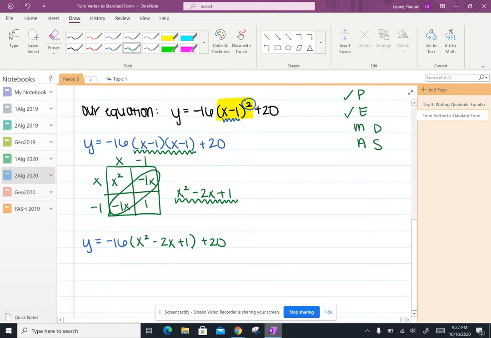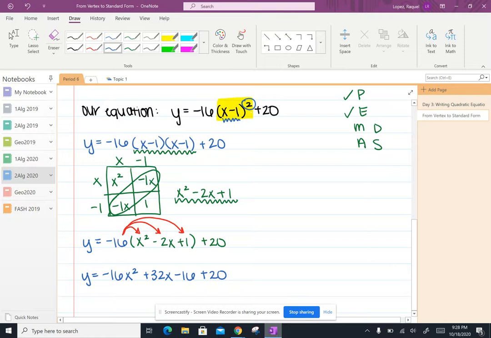Okay, so the next thing I want to do is distribute this negative 16 to all terms inside of the parentheses there. So when I do that, negative 16 times x squared is negative 16x squared. And then negative 16 times negative 2 is going to be positive 32x. And then negative 16 times positive 1 is negative 16. And we're going to bring down that plus 20 at the end here.